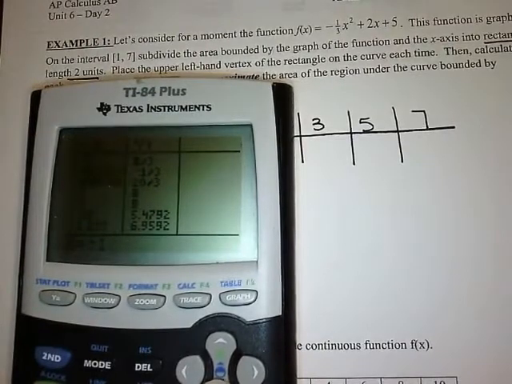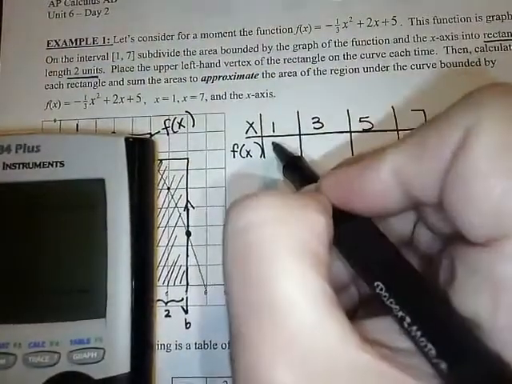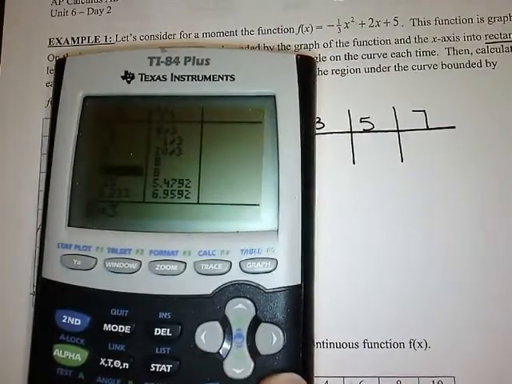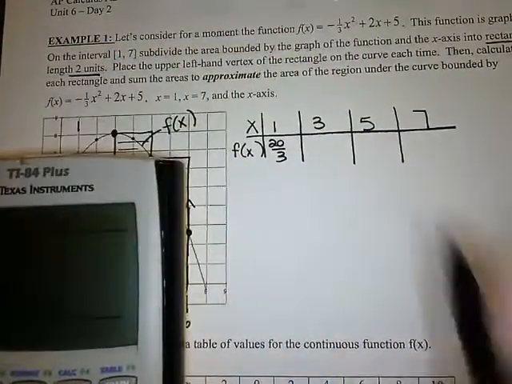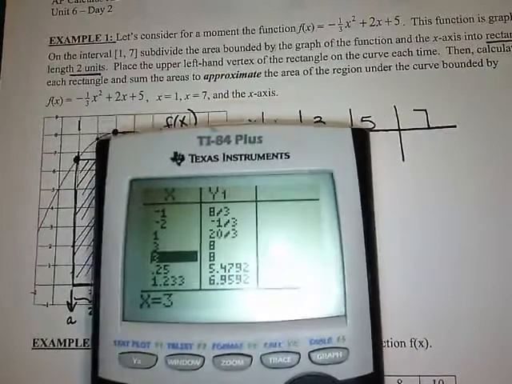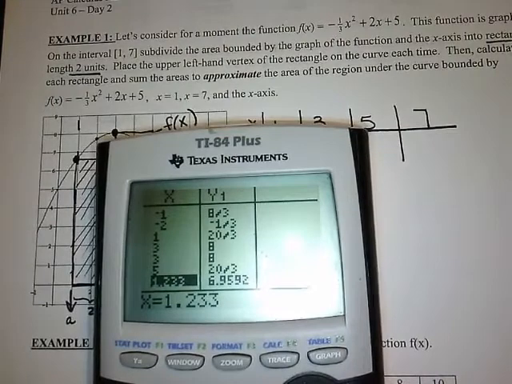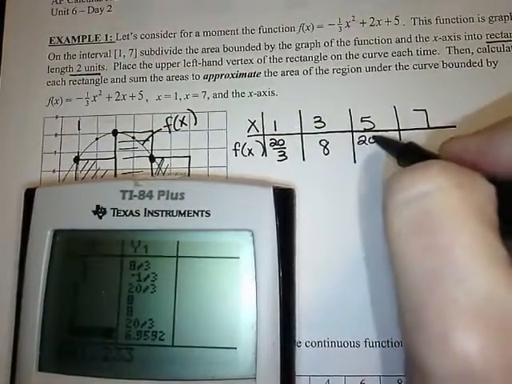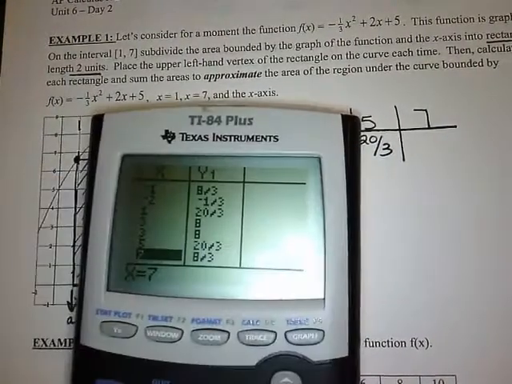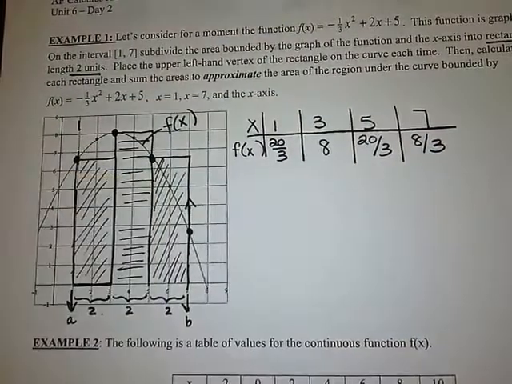So when it's a 1, you can see that it's 20/3. I'm going to go ahead and put that. When it's 3, it's 8. I don't have 5 listed on there, so I'm going to have to find 5. So I put in 5. It's again 20/3. And then I have to put in 7. So 7 is going to give me 8/3. Okay, so now I have my table done.